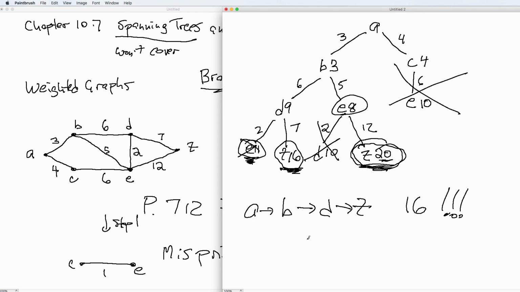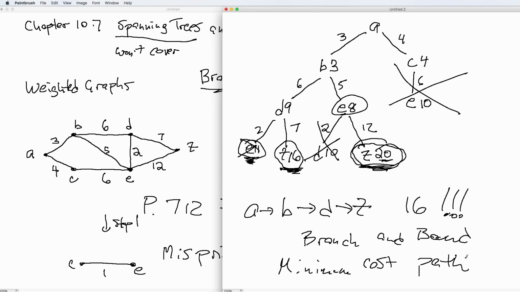And that, my friends, is the branch and bound, okay, and it finds the minimal tour, the minimum cost. The minimum cost path. I told you, easy.